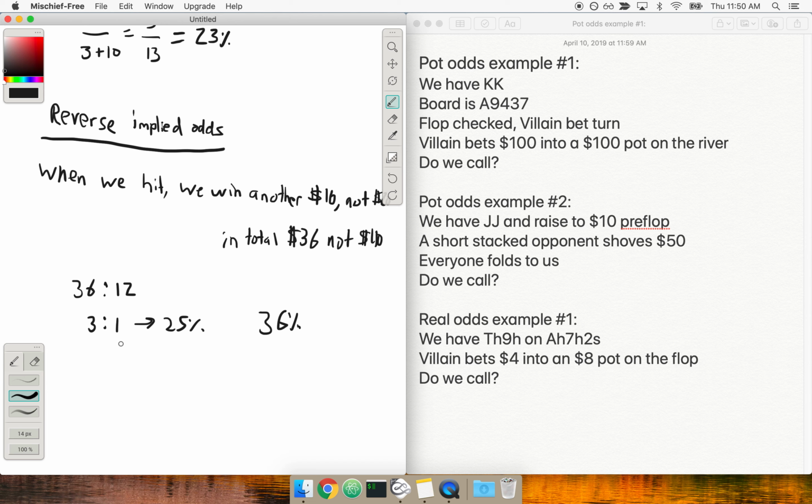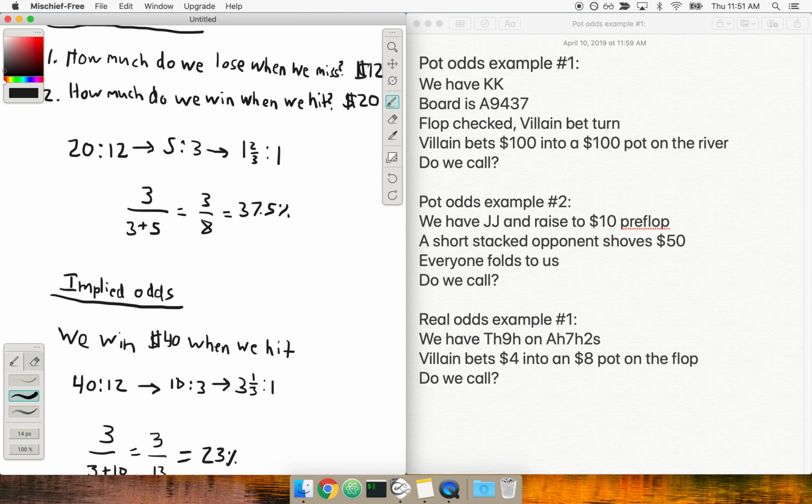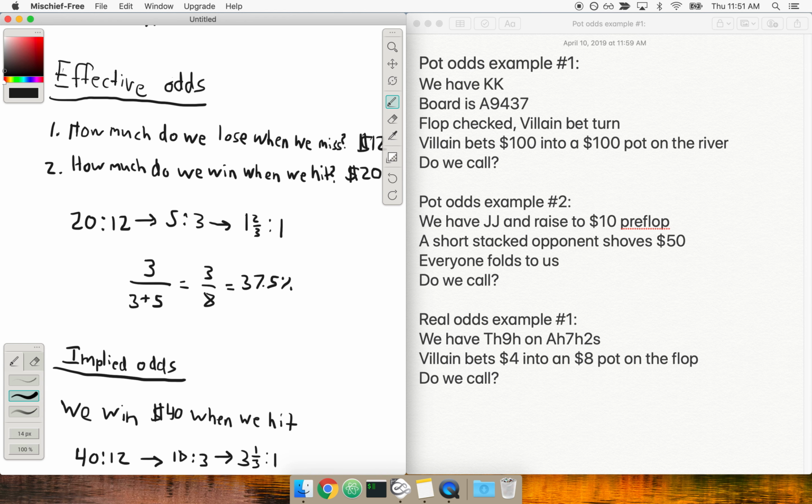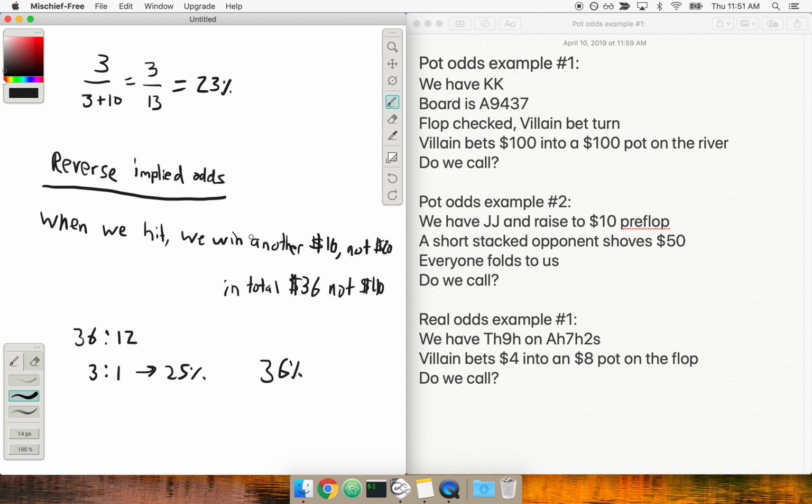Sometimes you're going to have more implied odds. Sometimes you're going to have less implied odds. You don't think you're going to get paid off on the river. Sometimes you think that, on the turn, they're going to check a lot. So when you ask the question of how much do we lose when we miss, well, if our opponent is going to check the turn a lot, maybe we're not going to have to pay to see the river. So in this example, it ended up working out back to where we started, but that's not necessarily going to happen. And we can call this the real odds.